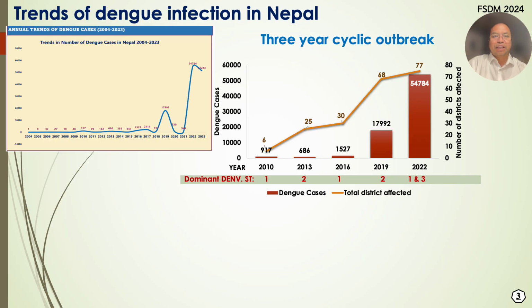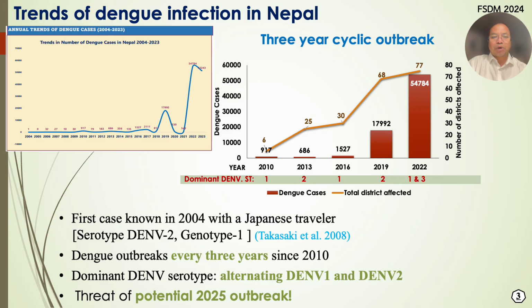Trends of dengue infection in Nepal. The first case was known in 2004 with a Japanese traveler, reported in the Takasaki et al. 2008 paper, and that was genotype 1 and serotype dengue 2. There has been a dengue outbreak every 3 years since 2010: 2010, then 2013, 2016, 2019, and 2022. The dengue serotype alternated between dengue 1 and dengue 2.